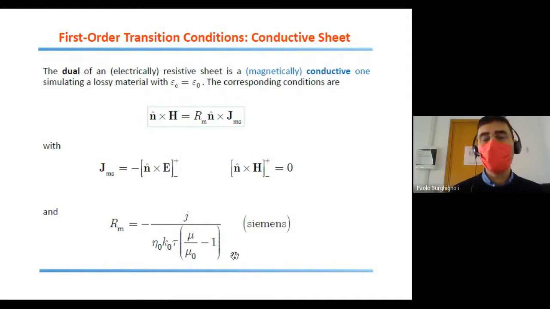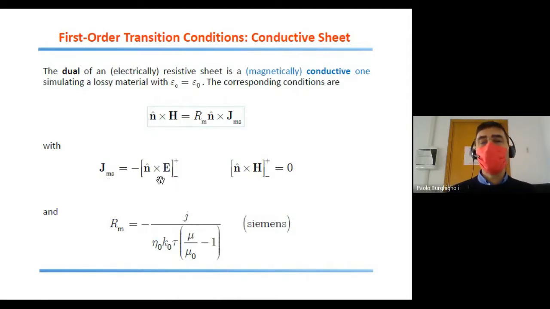So again, if the medium were non-magnetic, this contrast would be equal to 0, and we would have an infinite admittance, which means a 0 impedance. So basically, the sheet is not there.